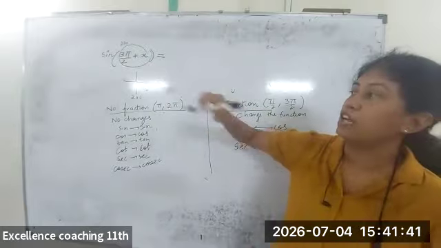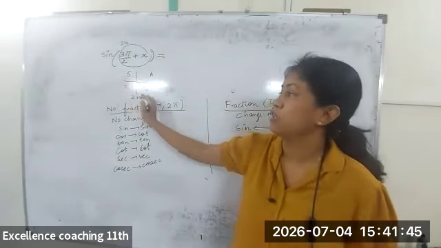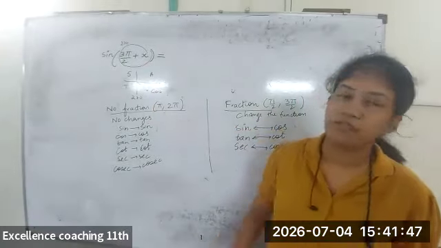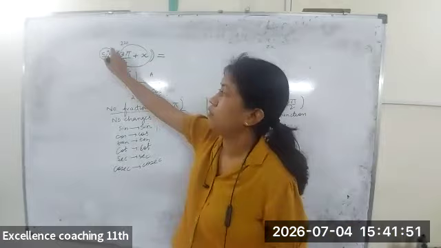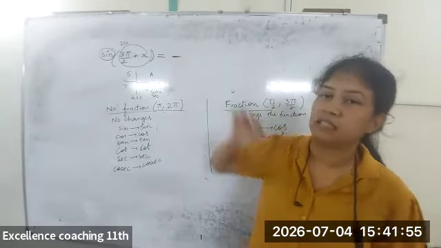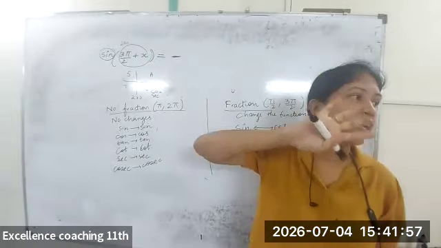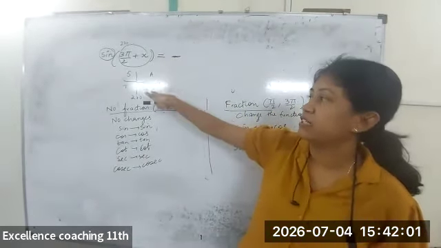In the fourth quadrant, all silver tea cups: cos is positive and sec is positive. But we have to look for the sign of this one. So which sign will we take? Minus. Okay, so two steps are done. First step, check the quadrant. Second step, we check the sign.